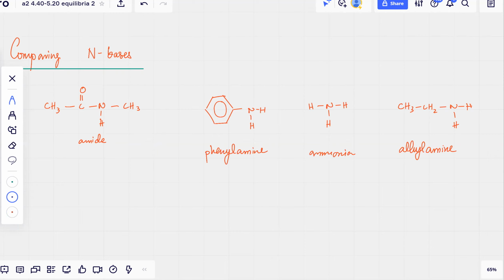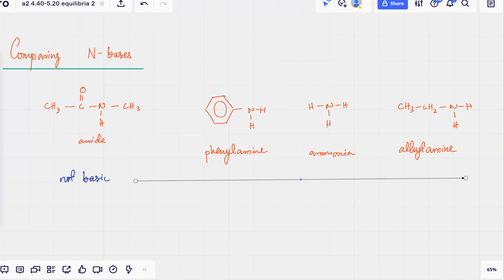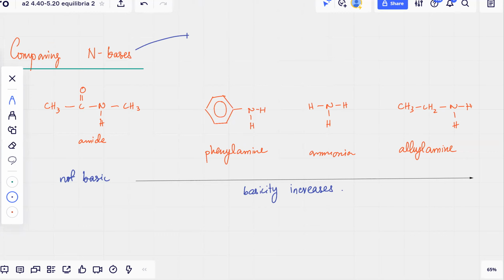So the first one is not basic. And then as you move to the right, the basicity starts to increase. So moving to the right, they become more basic. The first one is not basic at all, but when you move to the right, they become basic. What is a base? A base is something that accepts H plus ions.